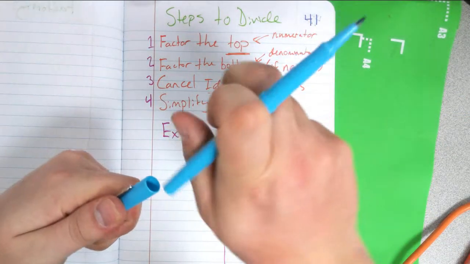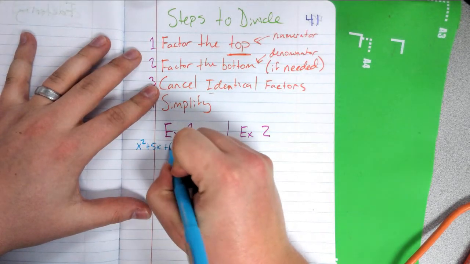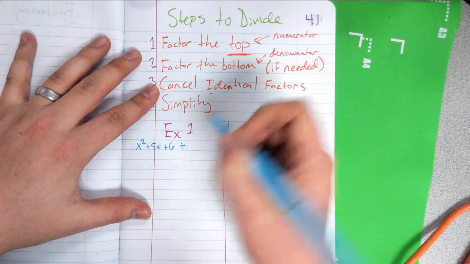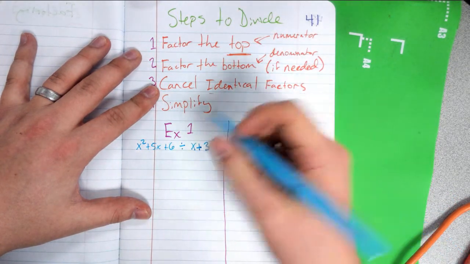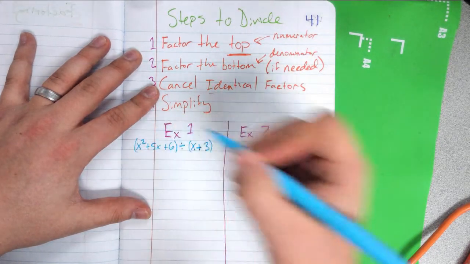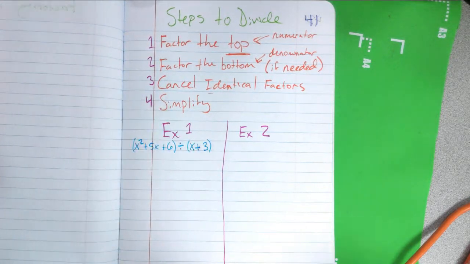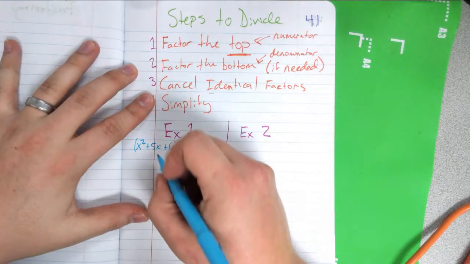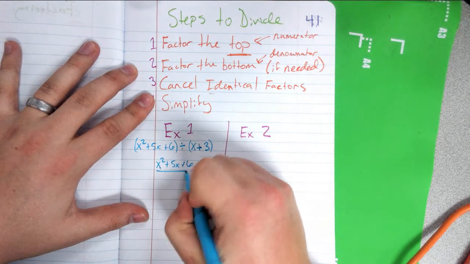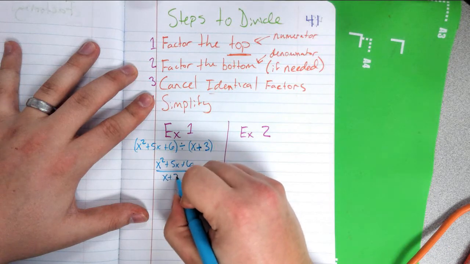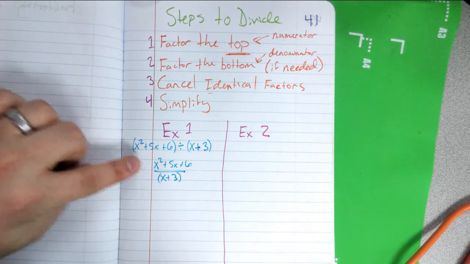Our first example is this. We've got x squared plus 5x plus 6 being divided by x plus 3. Okay. So first of all, this doesn't even look like a fraction, right? We're just saying this divided by this. So let's make it look right first. Let's do that first. So I've got x squared plus 5x plus 6 all divided by x plus 3. Okay, and I'll leave the parentheses around that, and you'll see why in a little bit. Okay, so step 1.